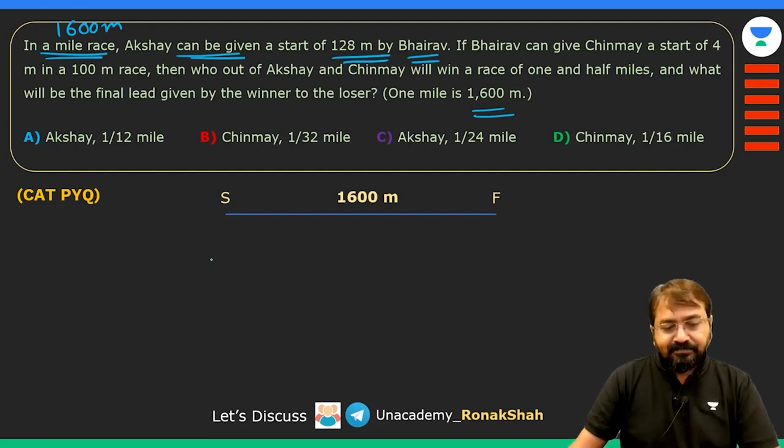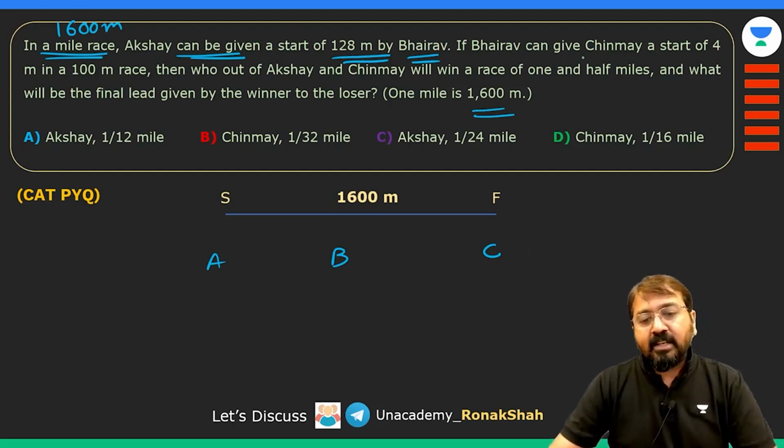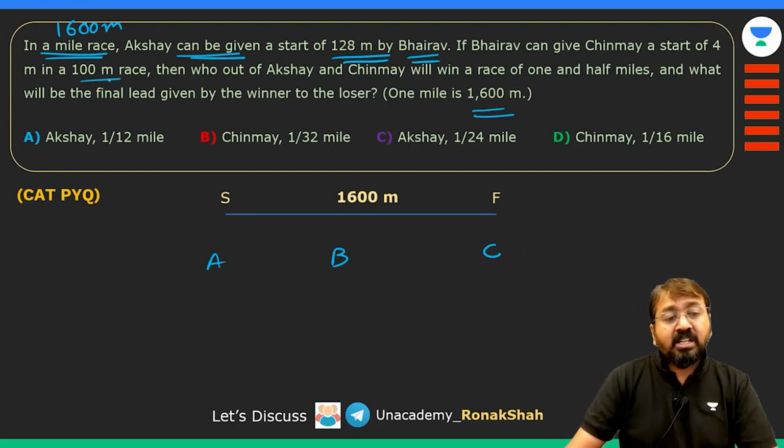Now what does it mean? Let me just write A, B and C. It's about 3 people. When Bhairav runs 1600 meter, Akshay runs only 128 meter less. Further, if Bhairav can give Chinmay a start of 4 meter in a 100-meter race.